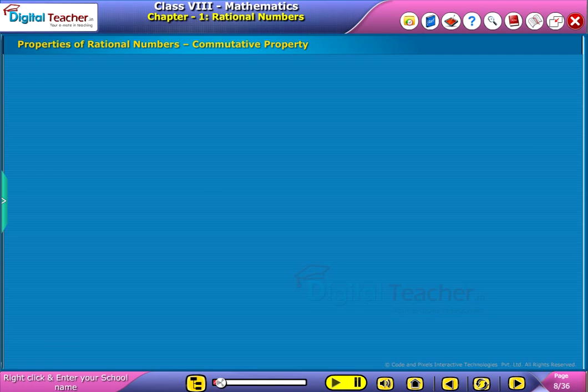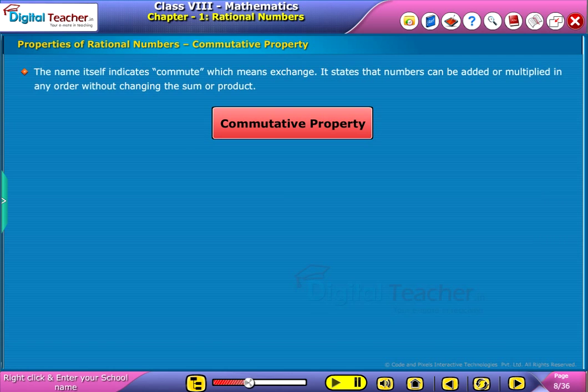Now, let us learn in detail about commutative property along with the operations under whole numbers, integers, and rational numbers. The name itself indicates commute, which means exchange. It states that numbers can be added or multiplied in any order without changing the sum or product.